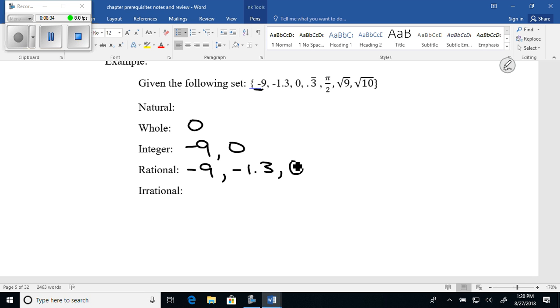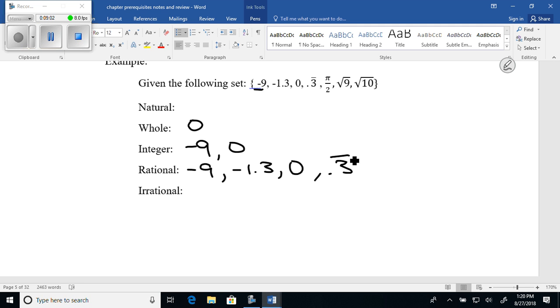Okay. 0.3 repeating. Rational. What is 0.3 repeating as a fraction? 1/3. Okay, got it? So is it natural? Whole. Integer. Rational. Yes. It repeats. It has a pattern. So rational has a pattern. Irrational does not have a pattern.